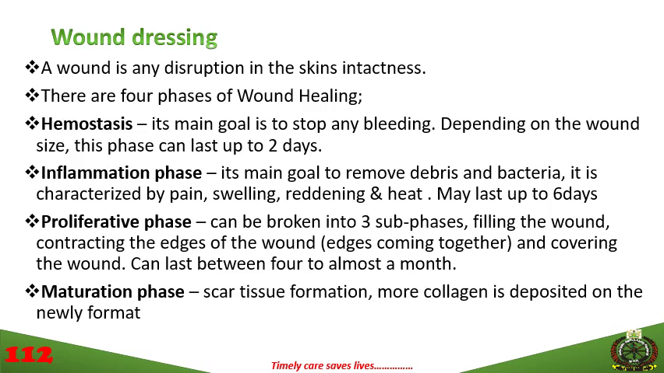Wound dressing. What is a wound? A wound is any break in the continuity or disruption in the skin of the patient. There are four phases of wound healing: hemostasis, inflammatory phase, proliferative phase (this word is very difficult to pronounce, slowly, proliferative phase), and the maturation phase. Hemostasis, like clotting, is the first stage of wound healing and usually takes up to 2 days depending on the size of the wound. The main goal of this phase is to stop bleeding. So a clot is formed to stop bleeding.